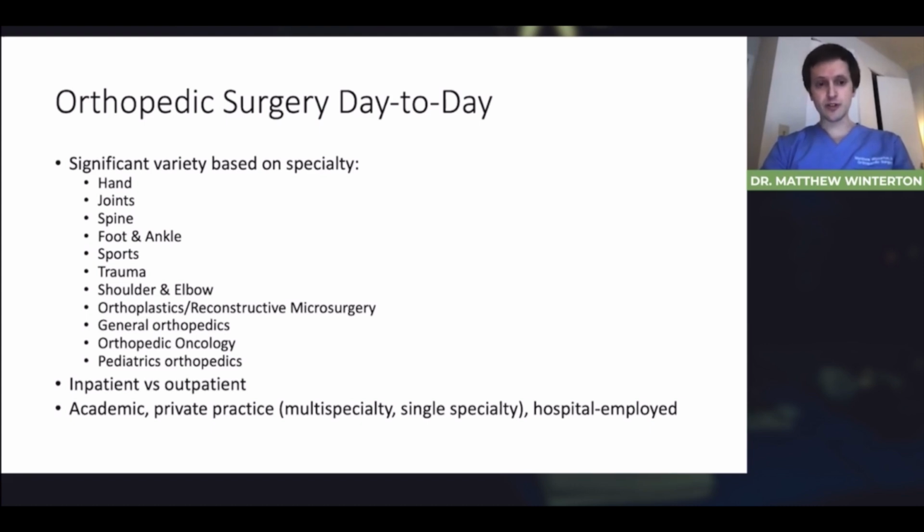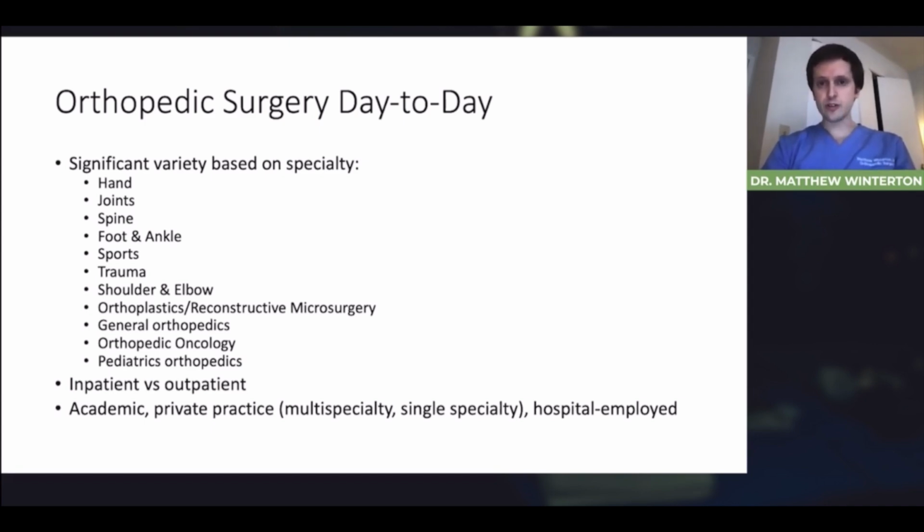There are general orthopedic surgeons, so people that just do a little bit of everything. And then there are orthopedic oncologists, so tumors of the musculoskeletal system. And then finally, there is a field dedicated just to children in pediatric orthopedics. All of these are fellowships that you can do after you finish your orthopedic surgery residency training. And we'll talk about the residency and fellowship process in just a minute. But the day-to-day life and what types of patients you see as an orthopedic surgeon can vary tremendously based on your type of practice and also what kind of surgeon you choose to be.